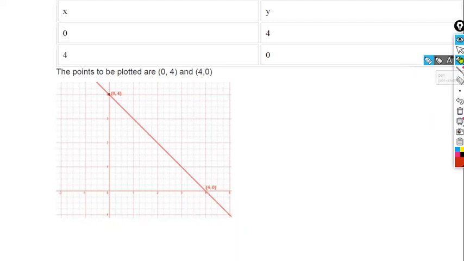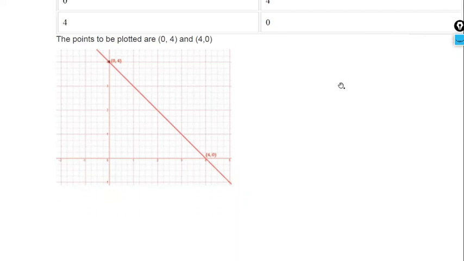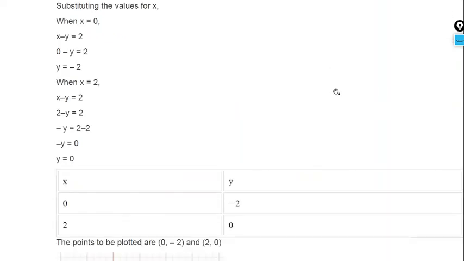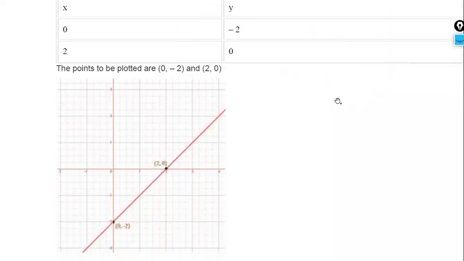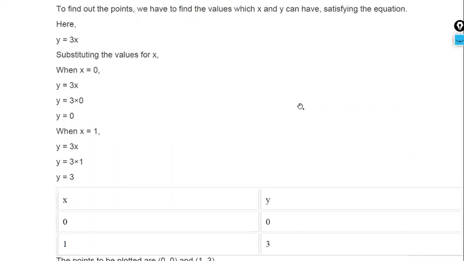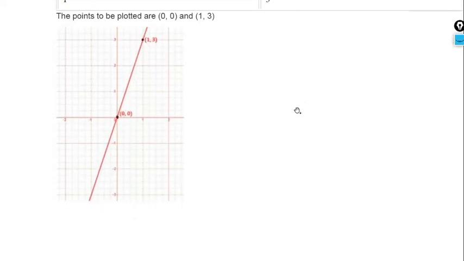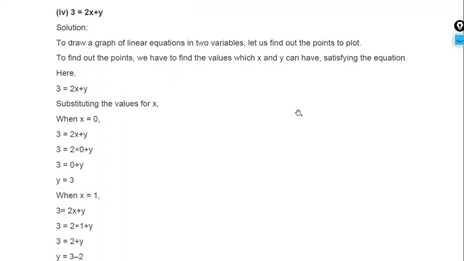So we will discuss another question in this question number 1. (ii), (iii), (iv) we will discuss. (ii) and (iii) are also the same. So in question number (iv) you can see 3 equal to 2x plus y. Here also we will do the same thing.